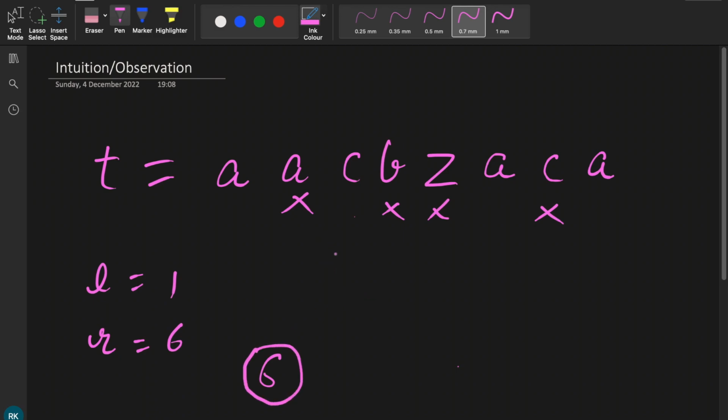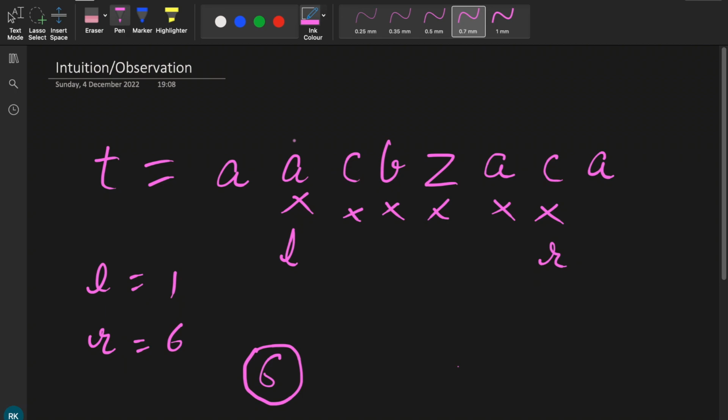So if we see, even if we remove this C and A also, the cost will still remain the same. Why? Because the cost is only dependent on the endpoints L and R. So it doesn't make sense to leave any character between L and R in the string t.